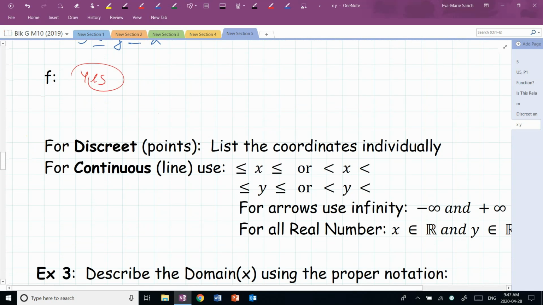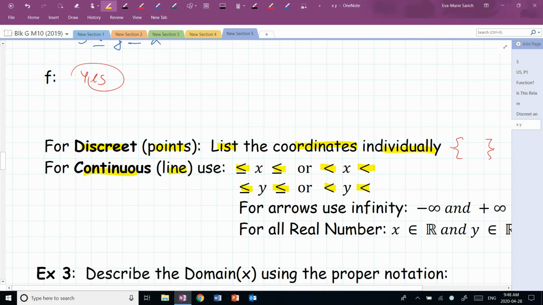So for discrete, remember, discrete points, we're going to list the coordinates individually, and we're doing that in those curly brackets. For continuous, that means a line, we're using this greater than or less than and equal to symbol. It may not be equal to, okay? So you may not have that half of an equal sign underneath. Same thing for the y's, we're using the greater than, less than, or equal to symbols.